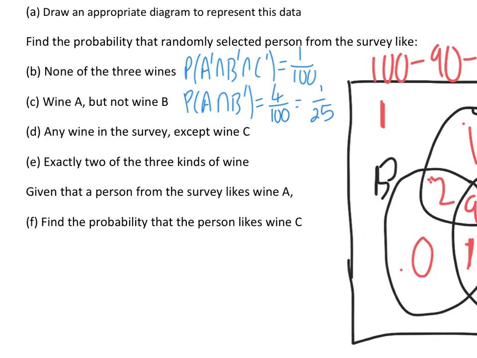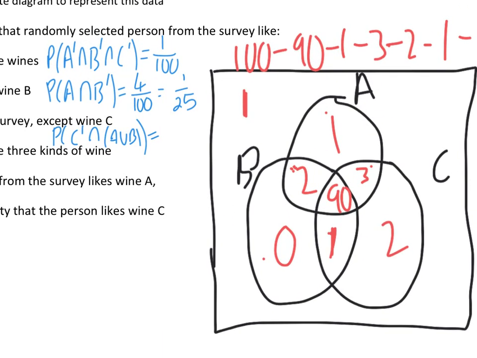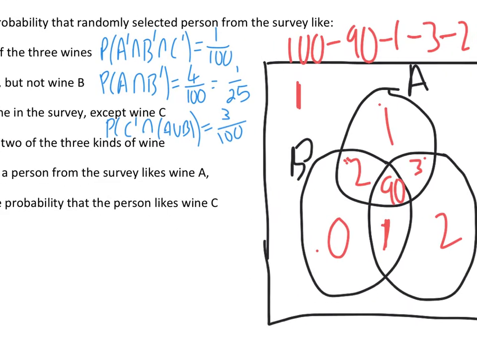What's the probability that they like any wine in the survey except C? So that means we want the probability that they don't like C, however, they do like A or B. So they like some kind of wine, just not C. So that means we want someone that's in one of the circles, but not the C circle. So if I ignore the C circle and look at just the others, I've got a 1, 2, and a 0. So that's 3 people. So 3 people like wine apart from C.